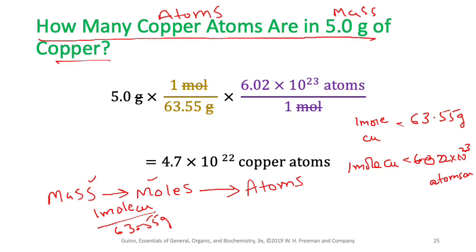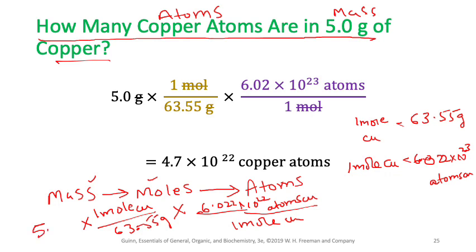right? And then what do we need? Atoms. So atoms have to be on the top. How are these two connected? I can say 6.022 10 to the power 23 atoms of copper over 1 mole of copper, right? So we already connected the last two boxes, moles and atoms, and then just multiply these two conversion factors with your given number, which is 5.0 grams of copper. So grams of copper get cancelled, moles of copper get cancelled, and then what's left?